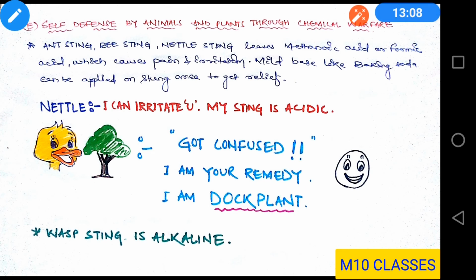Now what can you do? Suppose you are not getting baking soda at your home, you can use a bit of toothpaste also, because it is also basic in nature. And the wasp sting is alkaline. Bee sting is acidic in nature, but wasp sting is alkaline in nature.